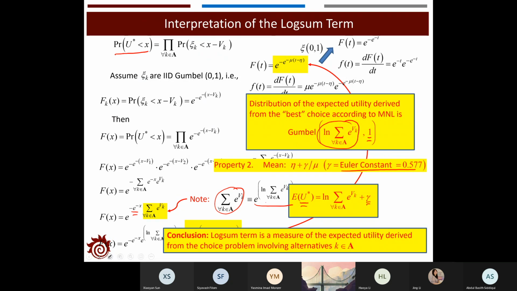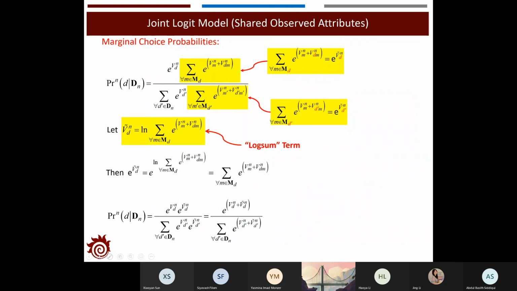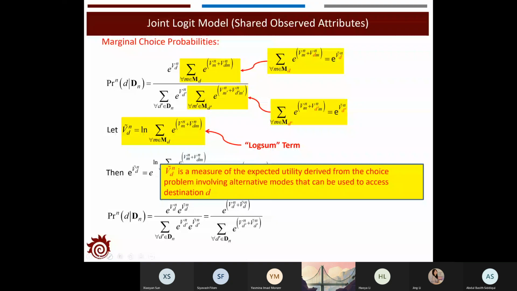And this is what we get from the log sum term we define. In this specific problem, VD tilde measures the expected utility derived from the choice problem involved with the alternative modes that can access the destination J. It will be the expected utility for all the different modes to the destination J. So that's what we define for the log sum term.